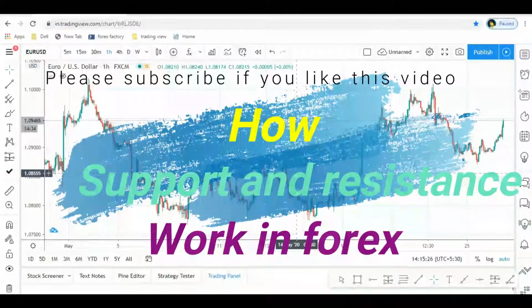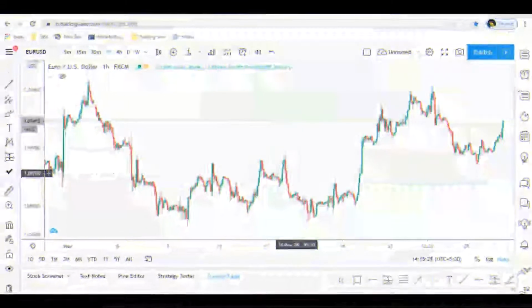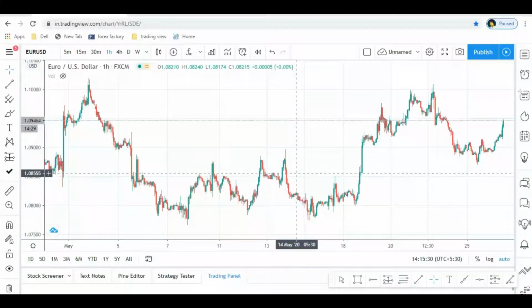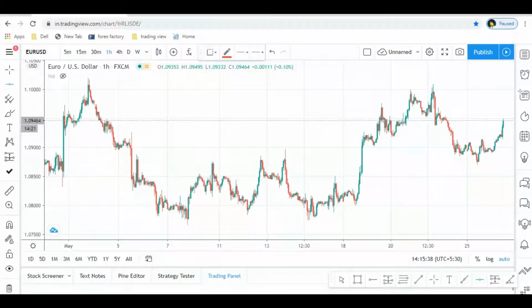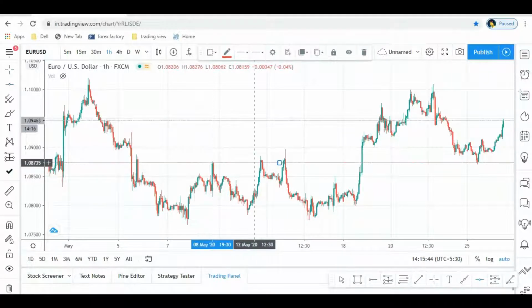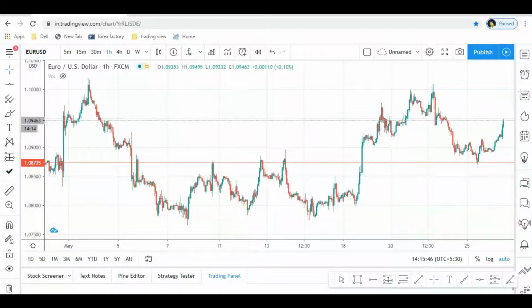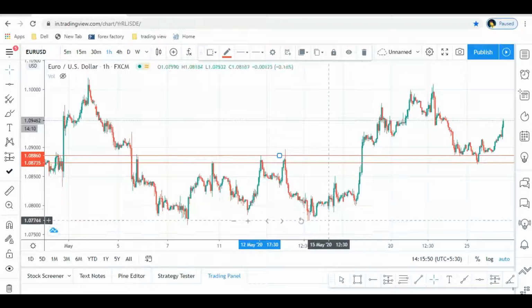Welcome to my channel. Today I will not take any live trading. Today I will show you how exactly support and resistance work. First of all, I will mark one support or resistance line. Here you can see this particular area acted as a resistance.